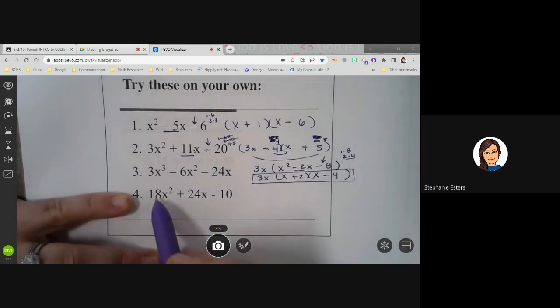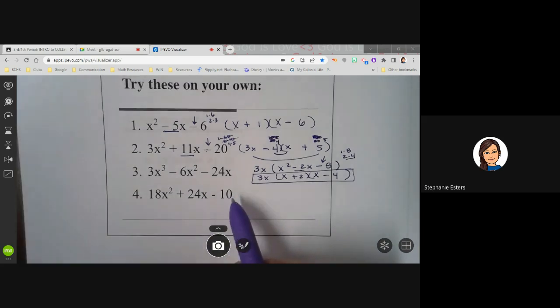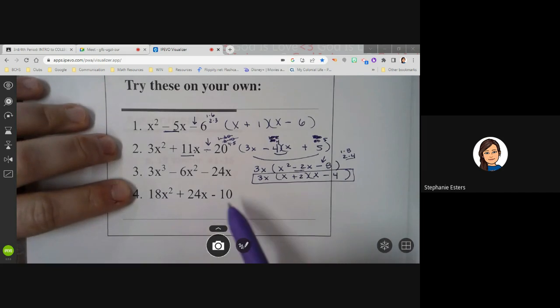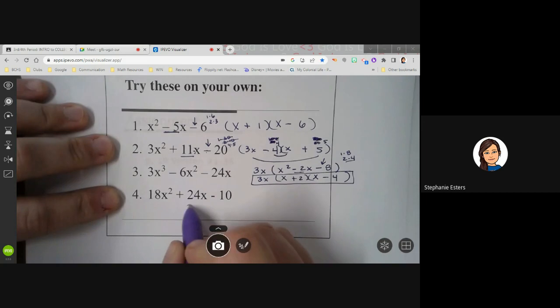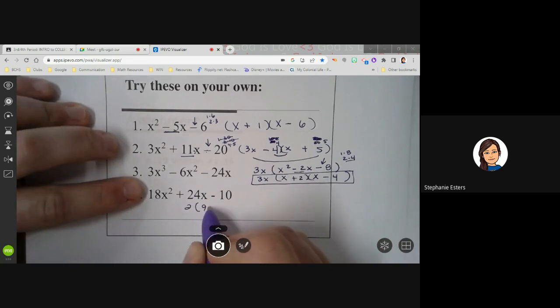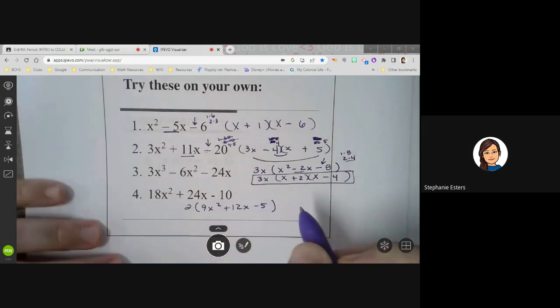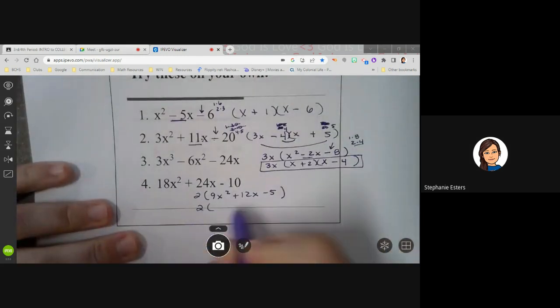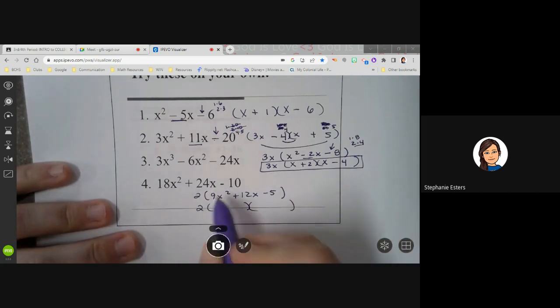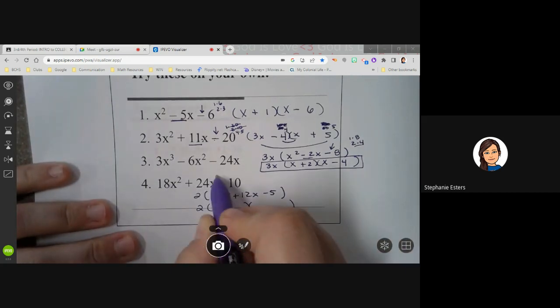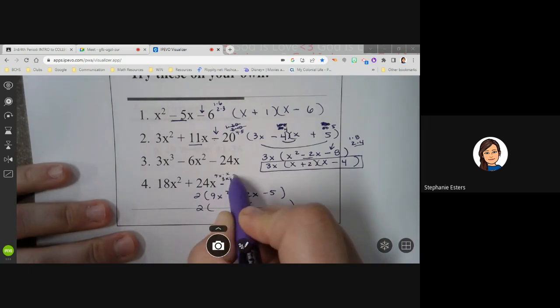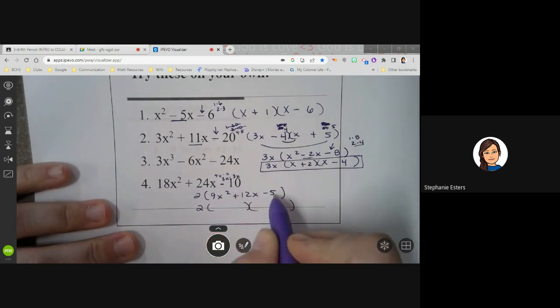And then on the last one here, 18, 24, and 10 are all definitely divisible by 2. Pausing for just a second to think if there's anything bigger than that, but I don't think so. So if I factor out a 2, I'm left with 9x squared plus 12x minus 5. And then from here, I can factor once again by trinomial method. However, 9x squared could either be 9x times x or 3x times 3x. So we've got some choices. Factors of 5 have to be 5 and 1 or 1 and 5, wherever you want to put them.